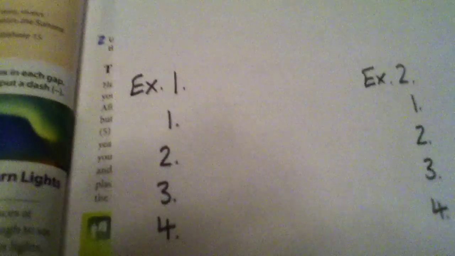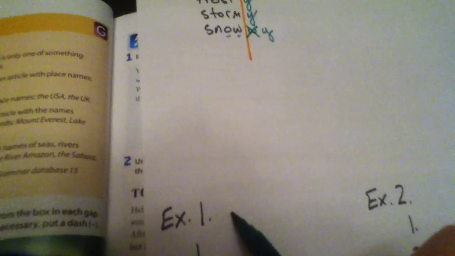Okay, so let's take a look at the answers for exercise 1. So, exercise 1, number 1, 2, 3, and 4. So, our first speaker, Tony Marvel, what was he speaking about? A, B, C, or D? He was speaking about D, some unusual rain.